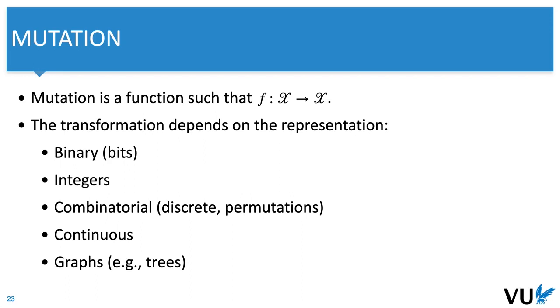What does it mean? It means that if we have the genotype or the representation of an individual, it's binary, so in bits, integers, combinatorial, like discrete permutations, or continuous, or graphs, for instance trees, we cannot so simply take one mutation and apply it to all of them, right? We need to implement it for a very specific representation.